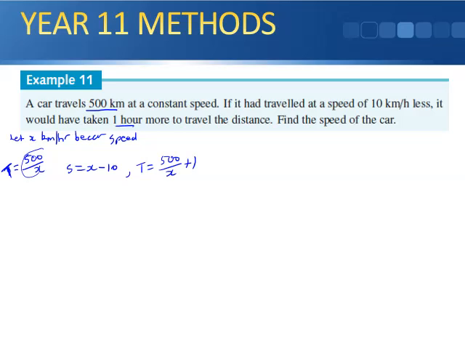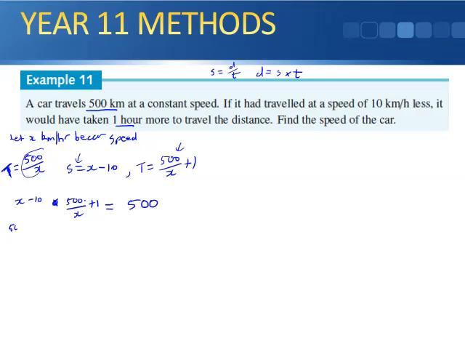And therefore we can find the speed of the car, because we know that's the total distance. So we've got x minus 10 times 500 divided by x plus 1 equals 500. The speed equals distance divided by time, and distance will equal speed times time. So there's our speed and there's our time, and we're multiplying them together. So we're going to work all this out.